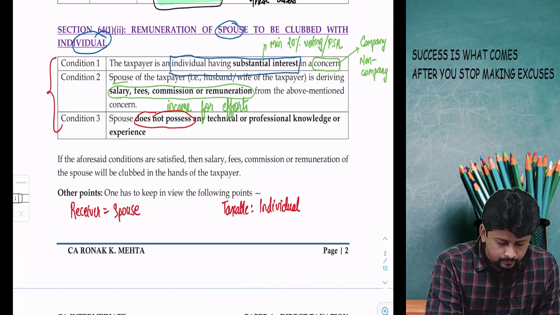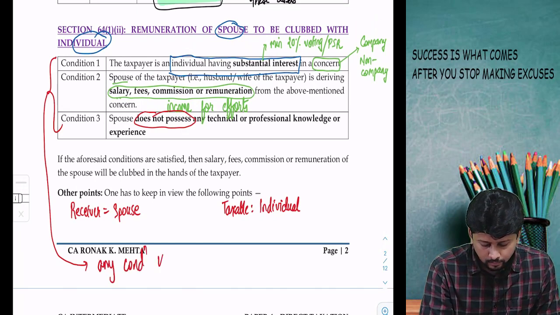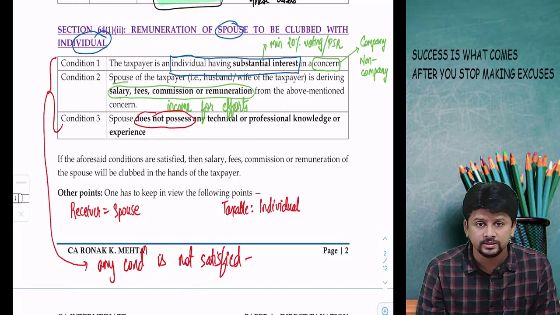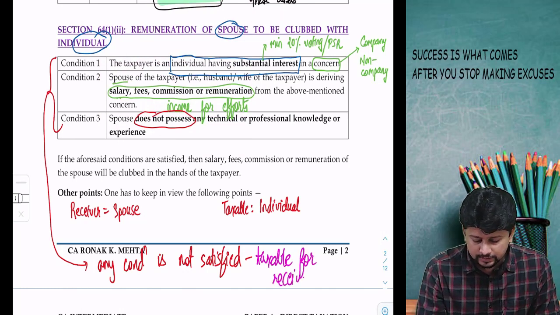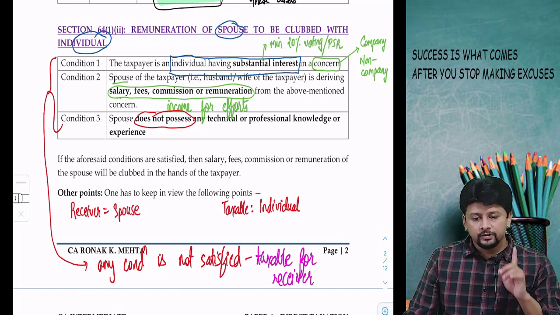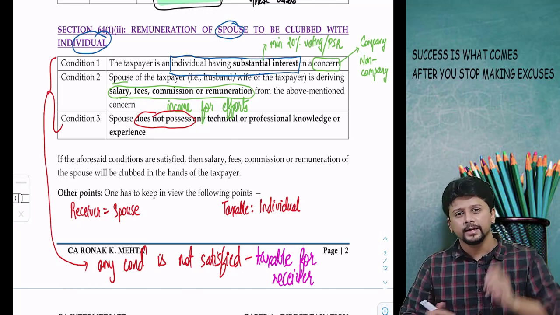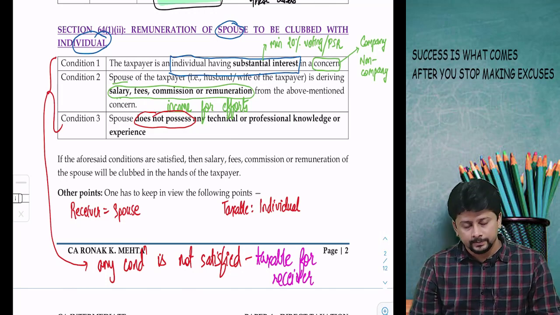That means that if any condition is not satisfied, clubbing will not apply. That does not mean that the income becomes exempt. Income will be taxable for the receiver. This is the general rule applicable in the entire chapter of clubbing. If the clubbing section does not apply, then the taxable income will be taxable. It does not become exempt from income tax. The one who receives the income is going to be the person who is going to pay the tax.